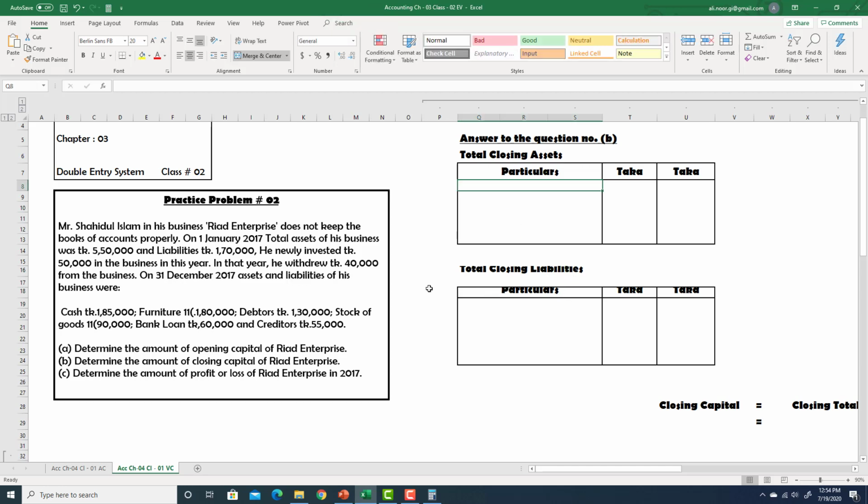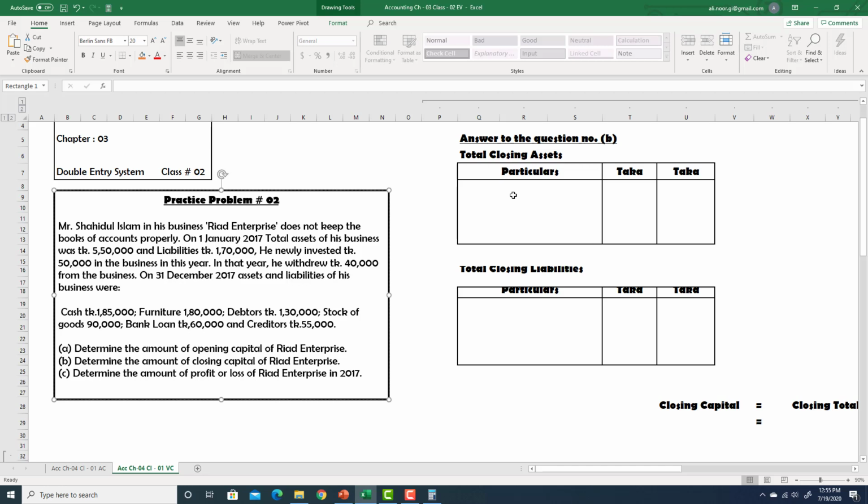So let's calculate them. Closing assets: we are given cash taka 1,85,000, furniture taka 1,80,000, this is a typo again, debtors taka 1,30,000, and stock of goods taka 90,000, another typo. Bank loan is a liability, so we are not considering it right now.